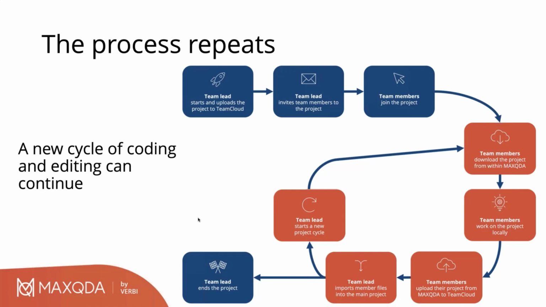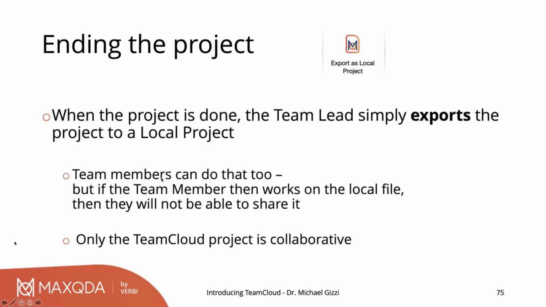At any point in time, project files can be exported as local files. They just will no longer be part of the TeamCloud. But the existing TeamCloud file is still usable. So you end the project, you export it. But it's important here, if you export it as a local project and you continue to work on it and plan to upload it back, you better make sure that you're working in the TeamCloud version. Only the TeamCloud project is collaborative.